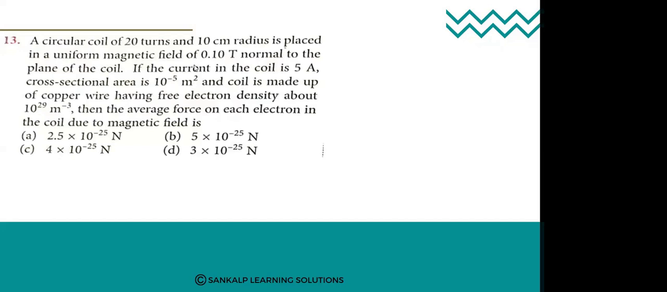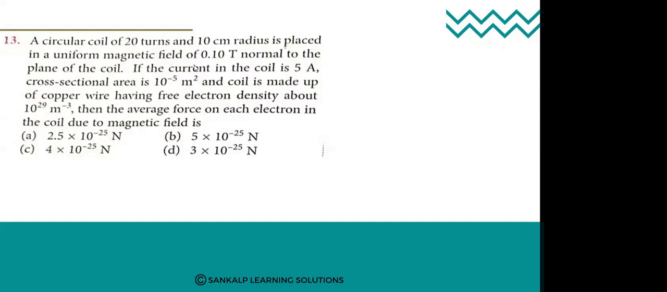A circular coil of 220 turns and 10 centimeter radius is placed in a uniform magnetic field of 0.10 Tesla, normal to the plane of the coil. If the current in the coil is 5 ampere and the cross-sectional area is 10 raised to minus 5 meters square, and the coil is made up of copper wire having free electron density of 10 raised to 29 per meter cube, then the average force on each electron in the coil due to the magnetic field is.